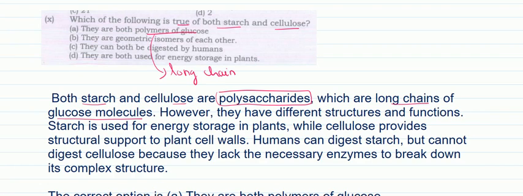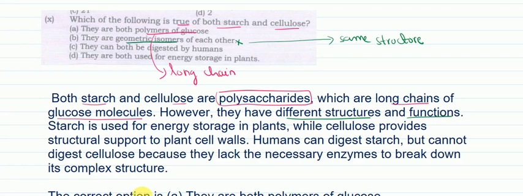What is statement B saying? They are geometric isomers of each other. It means geometric isomers have the same structure. Geometric means structure and isomers means same. They have the same structures, but they have different structures and functions. It means this statement is not true for both of them. Both of them have different structures and different functions.